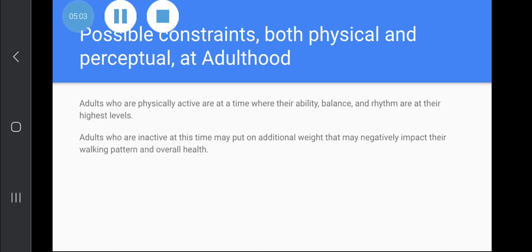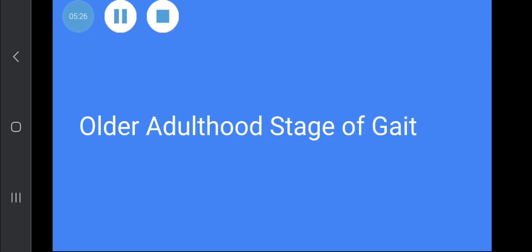Possible constraints, both physical and perceptual, at adulthood. Adults who are physically active are at a time where their ability, balance, and rhythm are at their highest levels. Adults who are inactive at this time may put on additional weight that may negatively impact their walking pattern and overall health.